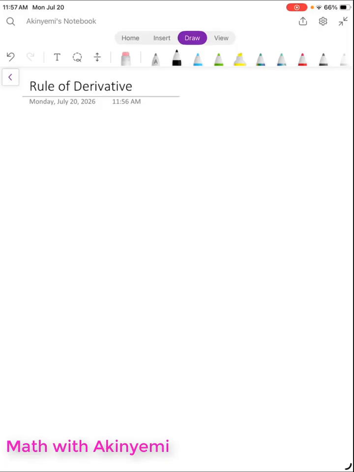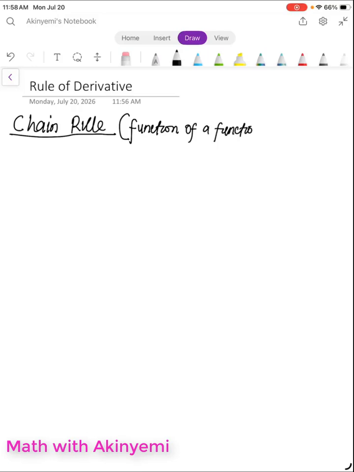Looking at chain rule, it's also otherwise known as function of a function rule. So this is a bit tricky but not hard, so you just have to go step by step.